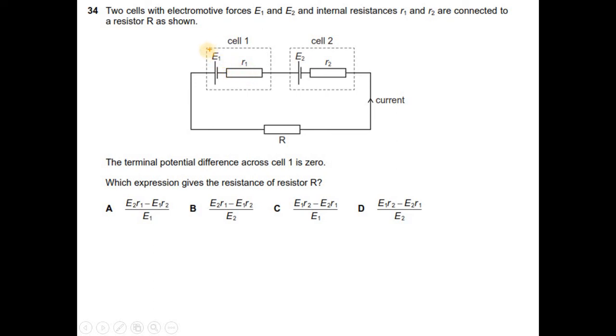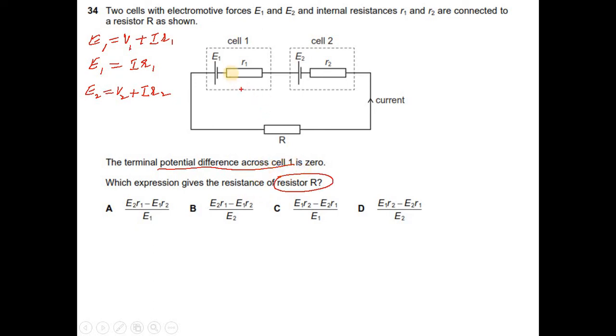So the general relation between EMF and internal resistances is E1 is equal to V1 plus IR1. But they are saying the terminal potential difference across cell 1 is 0. So E1 will be equal to IR1. And for the second cell, E2 is equal to V2 plus IR2. And this V2 is basically the terminal potential difference across cell 2. But we need to find the resistance. So how do we do that?